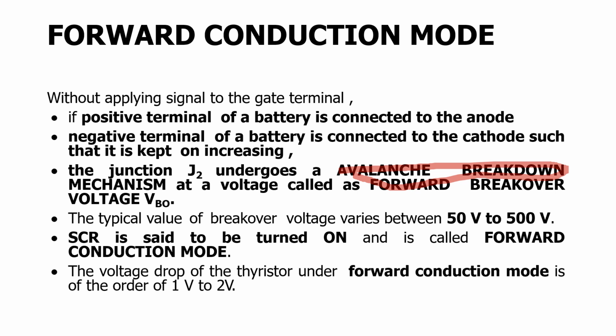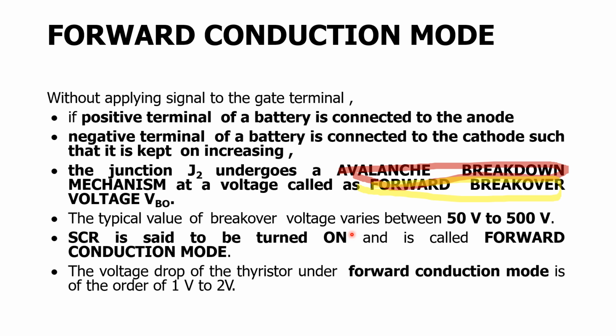Once this avalanche breakdown is taking place, the forward breakover voltage will be occurring. Once this forward breakover voltage is occurring, the device, the SCR, is said to be in turned on condition, and this mode of conduction is termed the forward conduction mode.